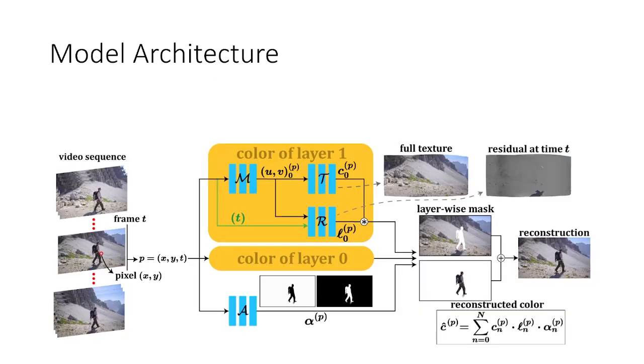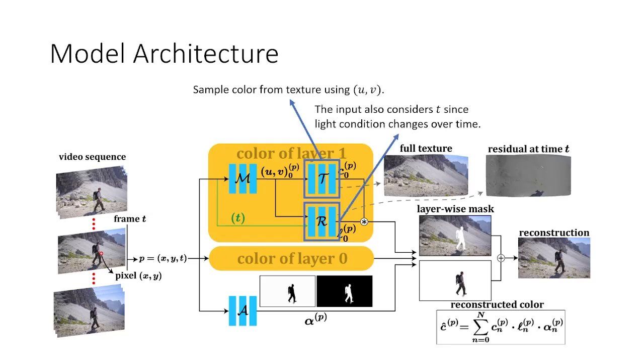Here is an overview of our method pipeline. We first take the spatial temporal location xyt as our model input. To sample the color of each layer, we translate the xyt coordinates into UV coordinates. We take the texture coordinates UV and apply an MLP to sample the base color. Additionally, we employ another MLP that incorporates the time t to sample the lighting condition.